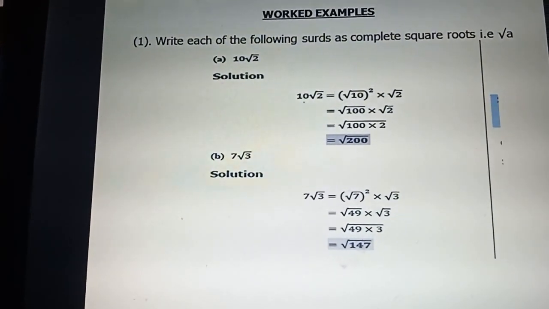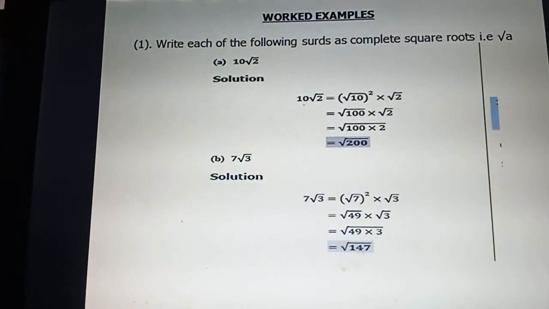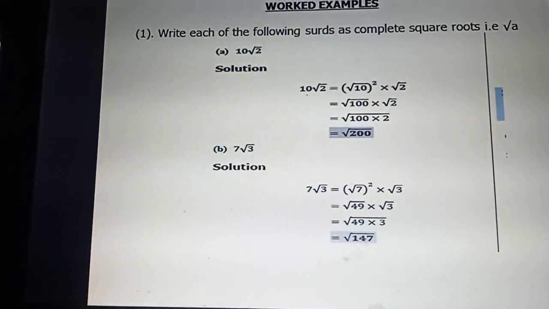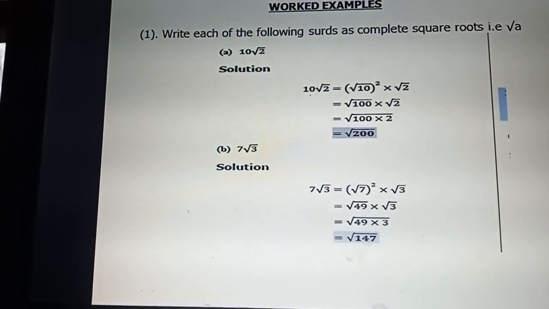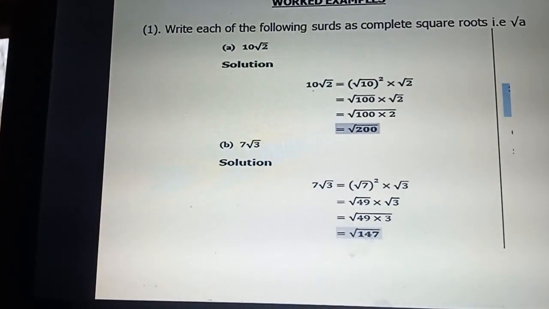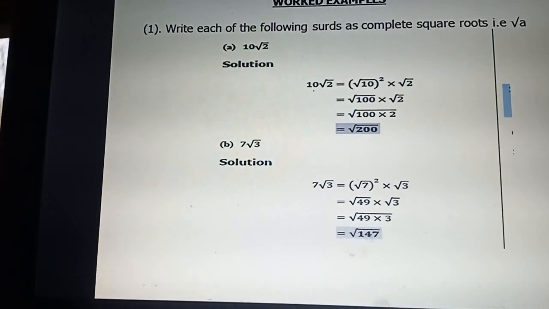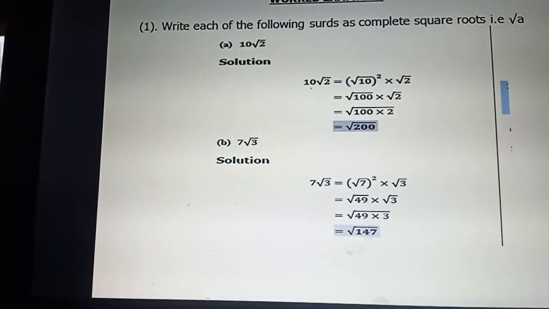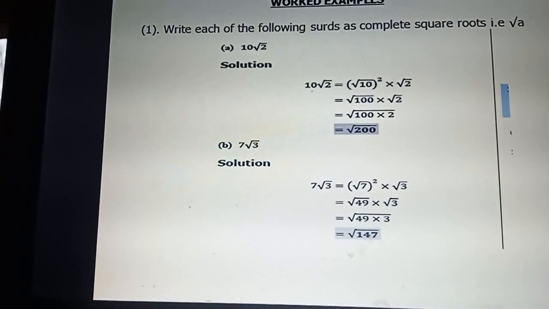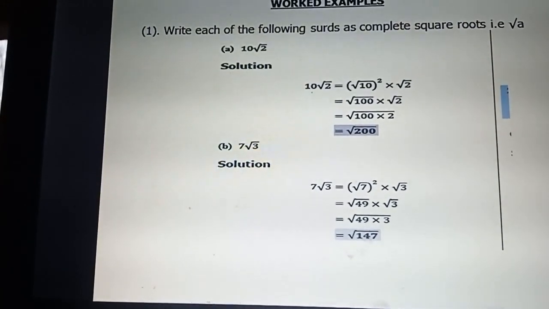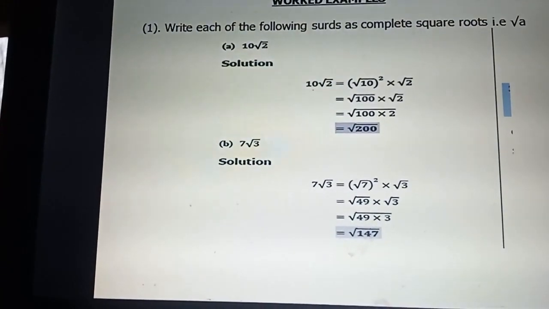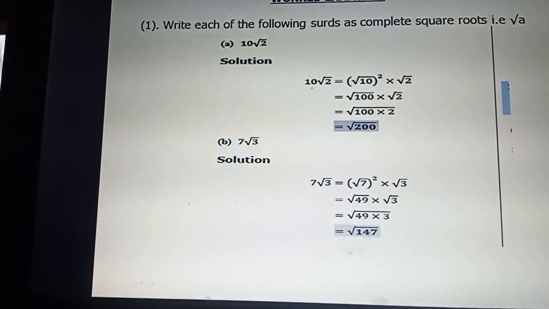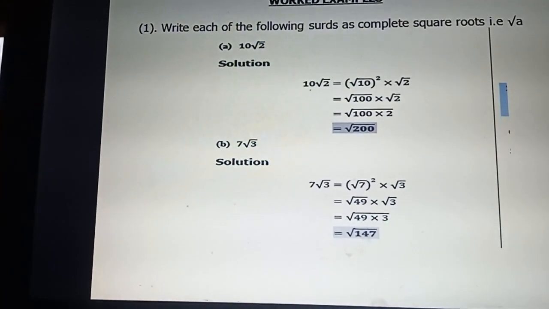You see the solution here: 10 root 2 is equal to, you are going to square what? The 10. Square the 10 times what? 2. 10 squared gives you 100 times root 2. 100 times 2 gives you what? 200. You see, it's a complete surd here. A single surd, since it doesn't have any number outside. It has only one.